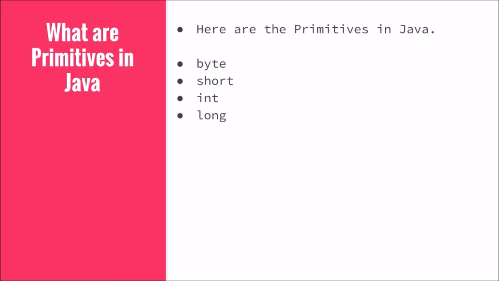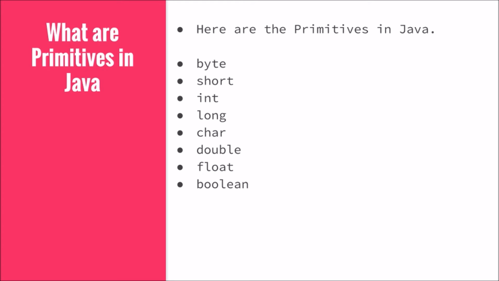Then we have the longest integer type, called long, which is 64-bit data storage. Then we have char, which stores a single character. We have double and float. These can store decimal numbers, for example 14.56, similar to that. And you have boolean, which can store true or false. So these are the basic Java primitives which are available to you.